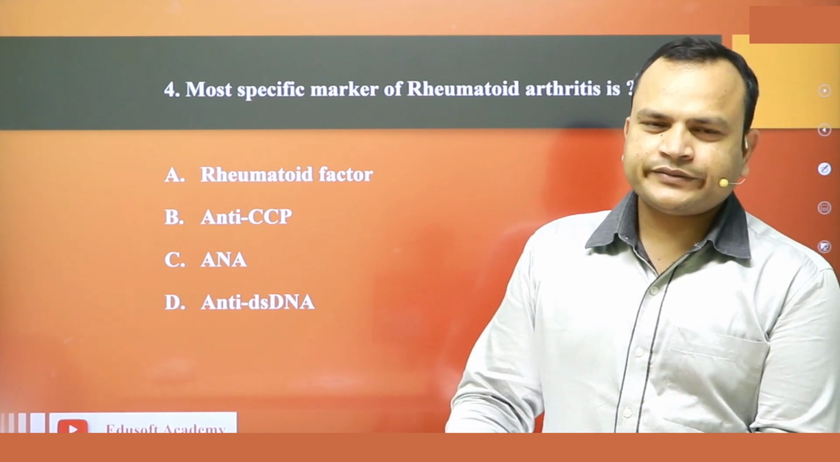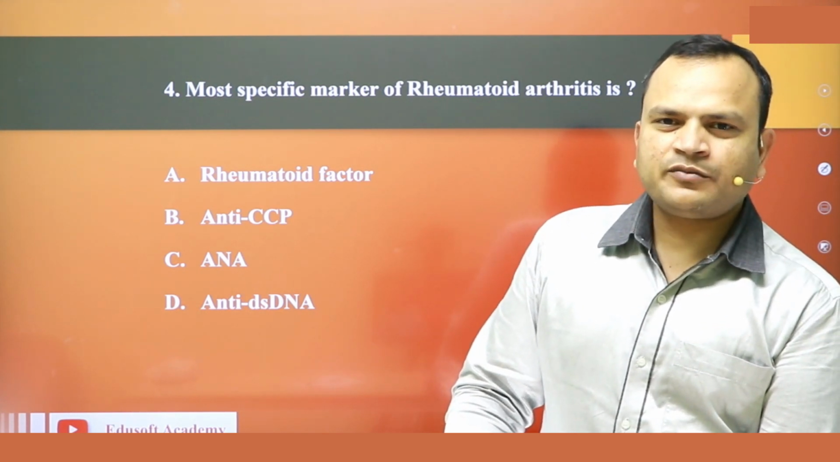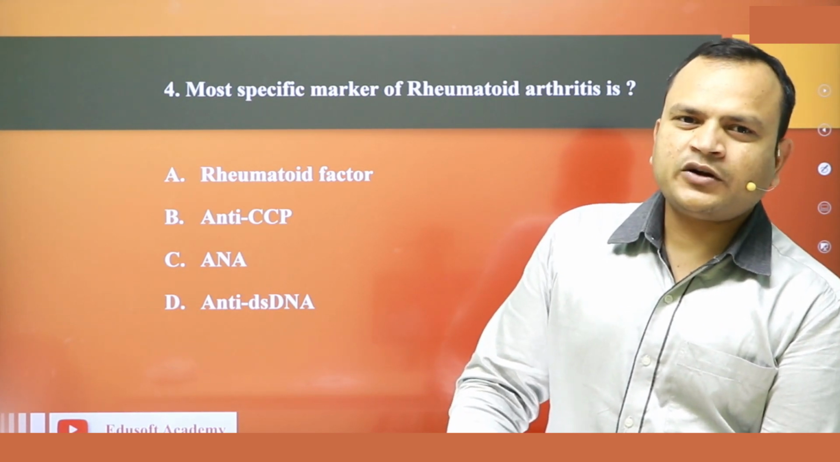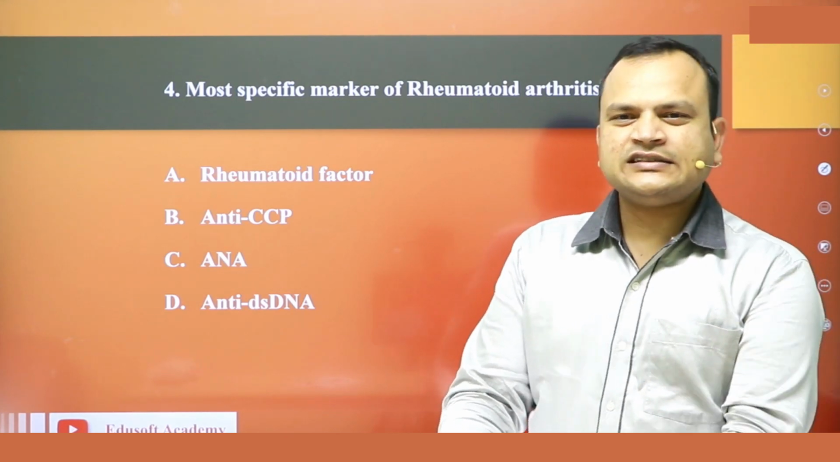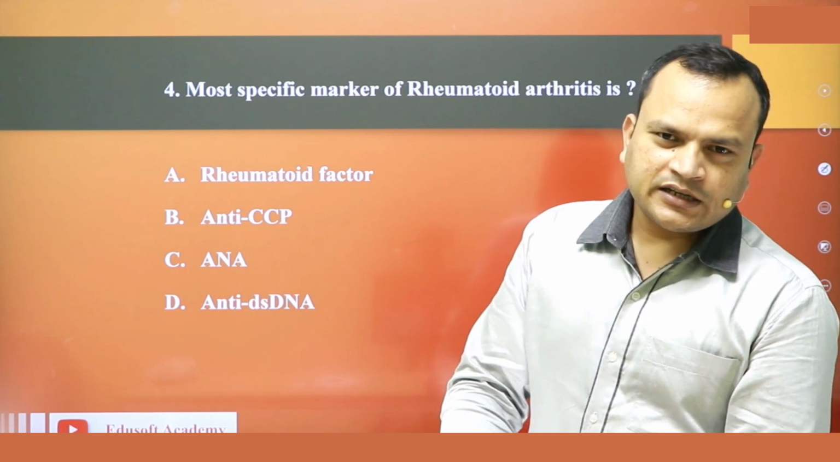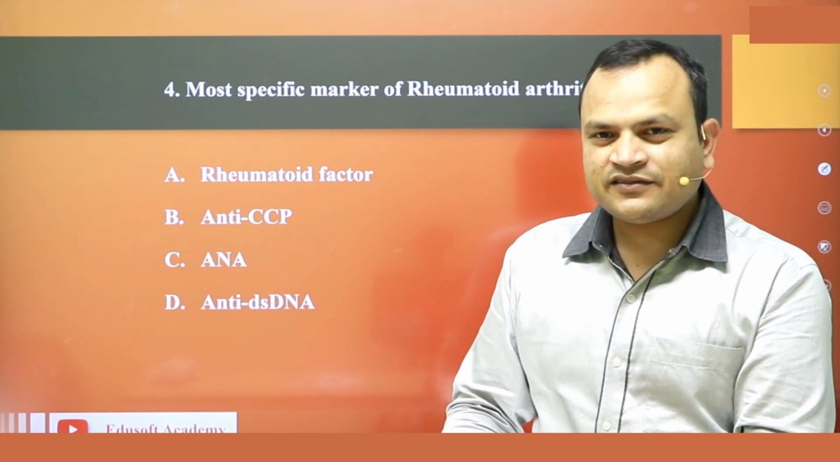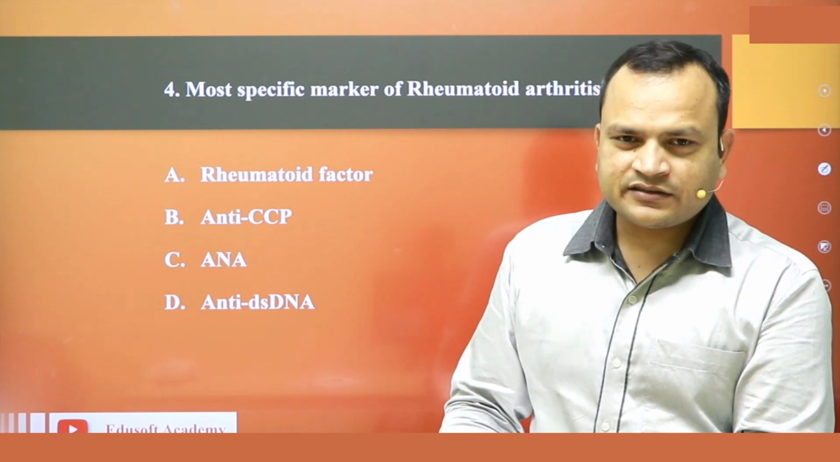Coming to the question, the most specific marker of rheumatoid arthritis is. The rheumatoid factor is the most sensitive test. It is not the most specific test. It is usually sent for all the cases. So, it is the most sensitive test for rheumatoid arthritis.